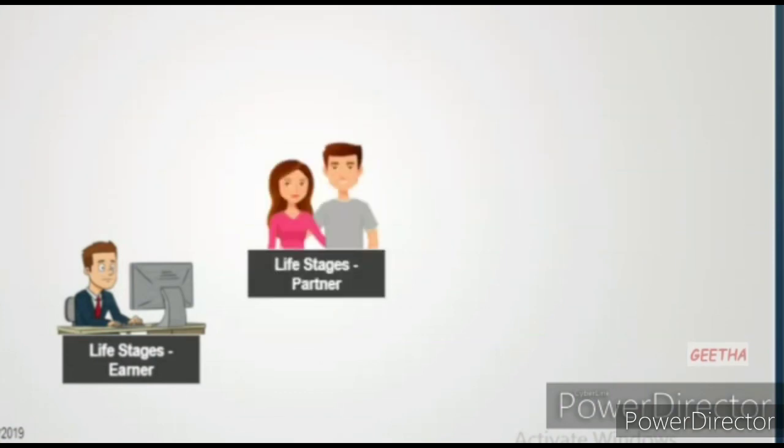The second stage is called partner. Partner is in the age 25 to 30 years. This stage includes newly or recently married people. At this stage, there is an increase in income as well as expenses. Though people start some savings, inclination towards financial planning is very low.